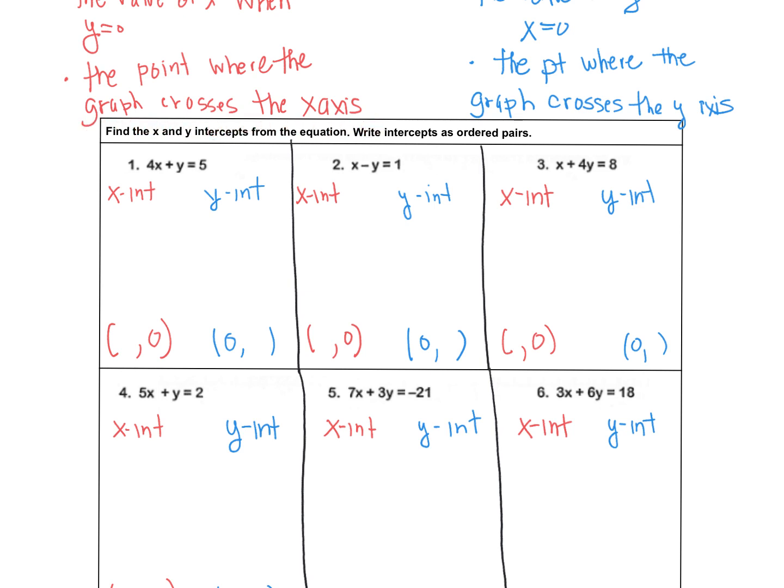For the y-intercept, our x-coordinate is always 0, and then our y-coordinate has the value of where our graph crosses over the y-axis. So our definitions there are the value of y when x equals 0, and the point where the graph crosses over the y-axis.